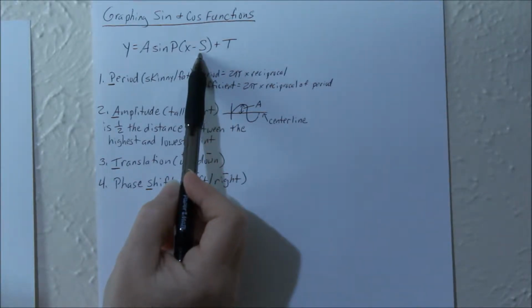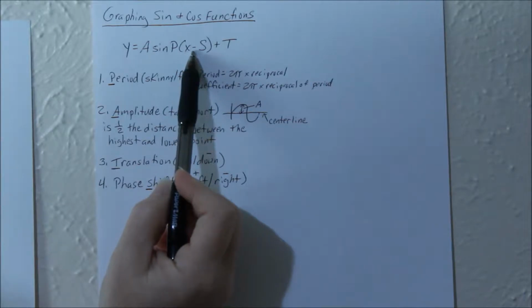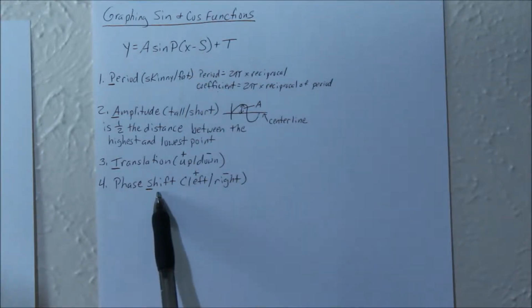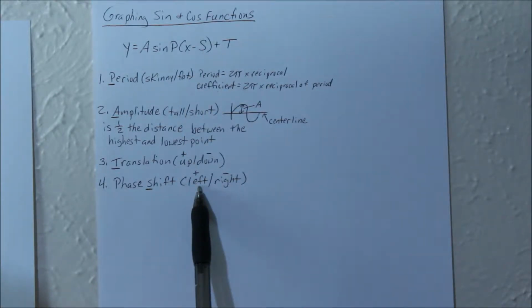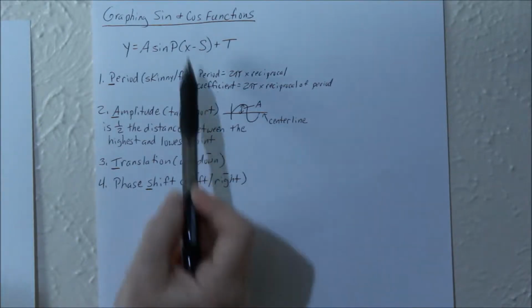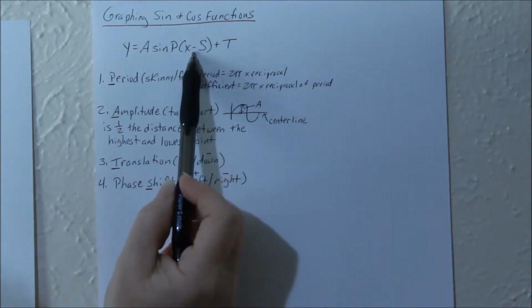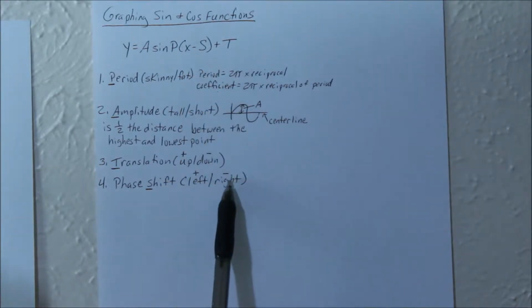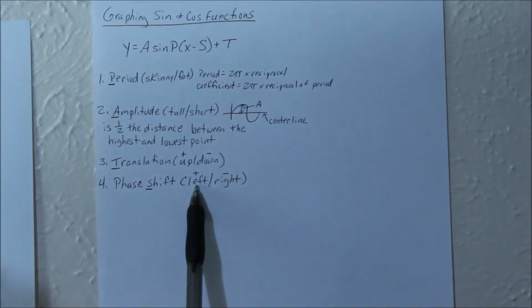This number right in here, if there is a number with x plus or minus something in parentheses, that stands for phase shift. The phase shift will move your whole curve left or right. And here's the tricky part. If this is a negative number, a negative sign here, your whole graph moves to the right, and if it's a positive, it moves to the left. It's the opposite of what we think.